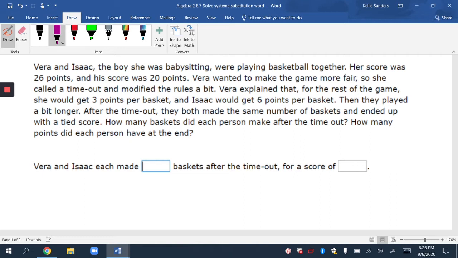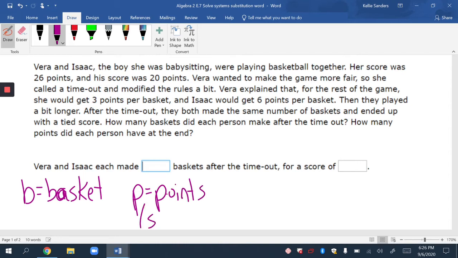So we have Vera and Isaac made so many baskets. So we're going to do B for baskets, and let's do P for score. Or points, because I don't want to use an S because it might look like a 5. So we'll do points, which means score.